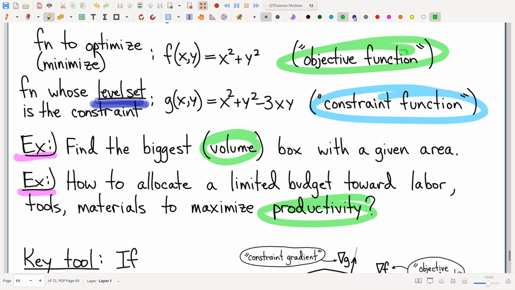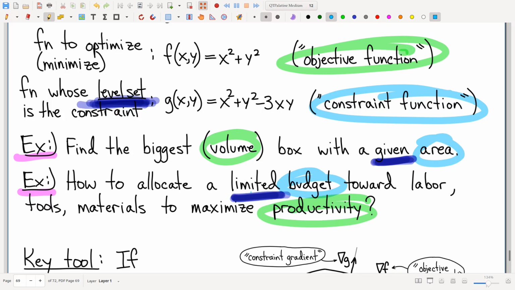Okay, what is it that we're looking at a level set of to define our constraint? Well, here we have a given fixed amount of area. In the next example, we have a limited, namely fixed, budget. So area and budget are our constraint functions.